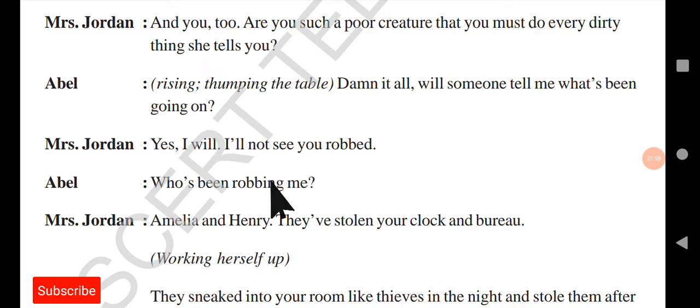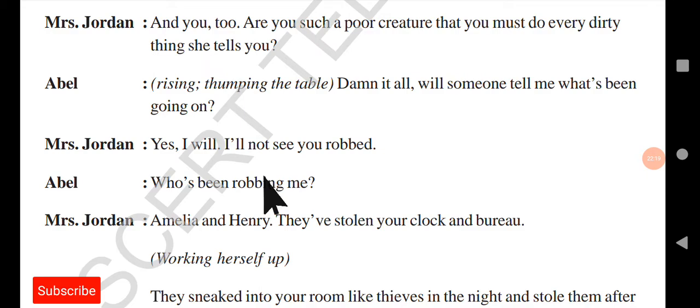So immediately he thumps on the table, beating the table to make everyone shut their mouths. He bangs on the table and says, somebody tell me what is going on. What is this all about?